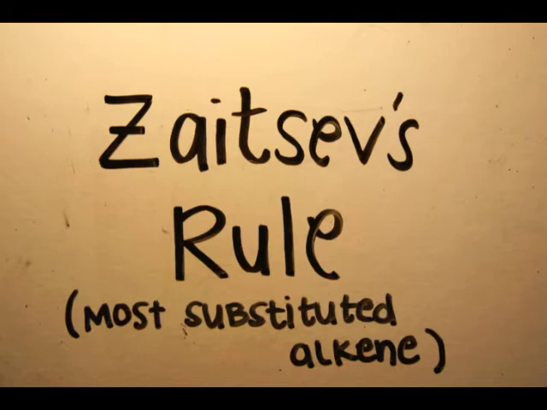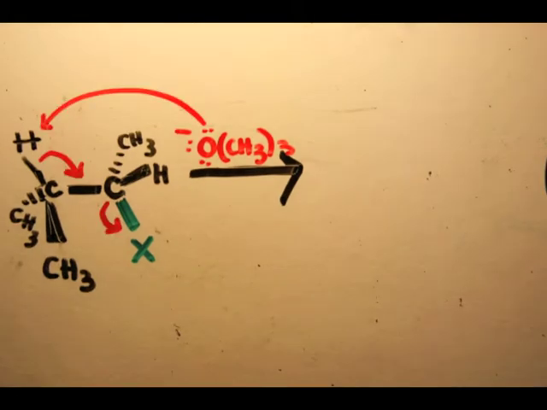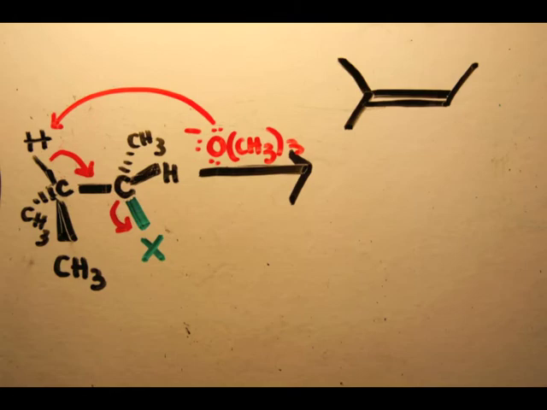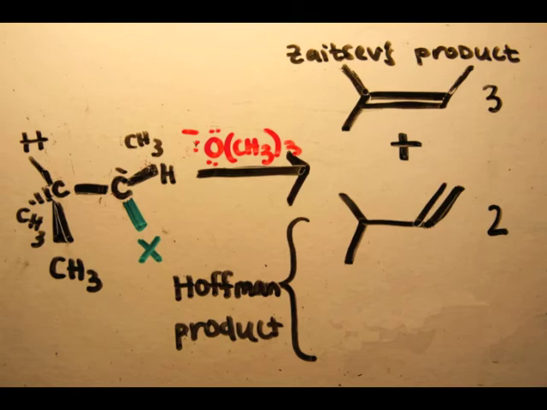E2 reactions follow Zaitsev's rule, which states that the most substituted alkene is favored. In this example, tert butoxide is added to an alkyl halide. Tert butoxide attacks the protic hydrogen, which forms an alkene product. However, in this reaction, another product called the Hoffman product is also formed. Steric hindrance of a base favors the Hoffman product because the hydrogens on the less substituted external carbons are easier to access.